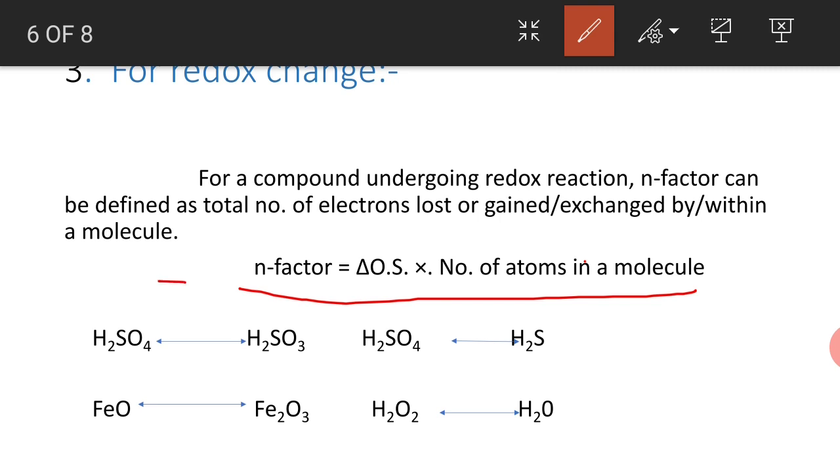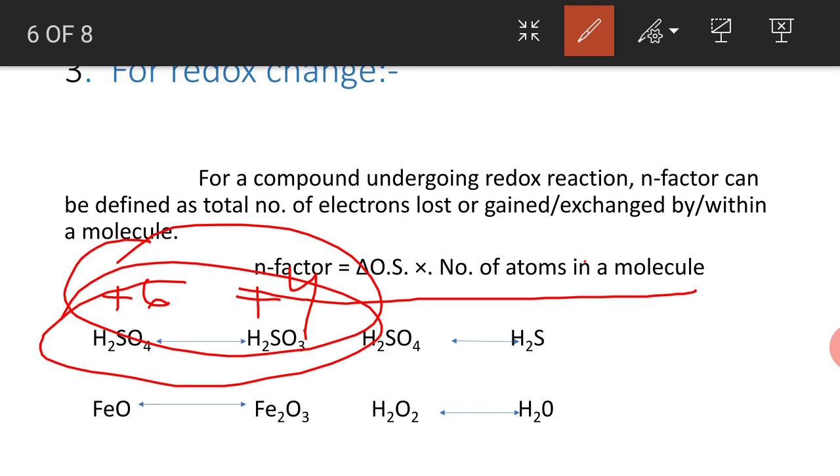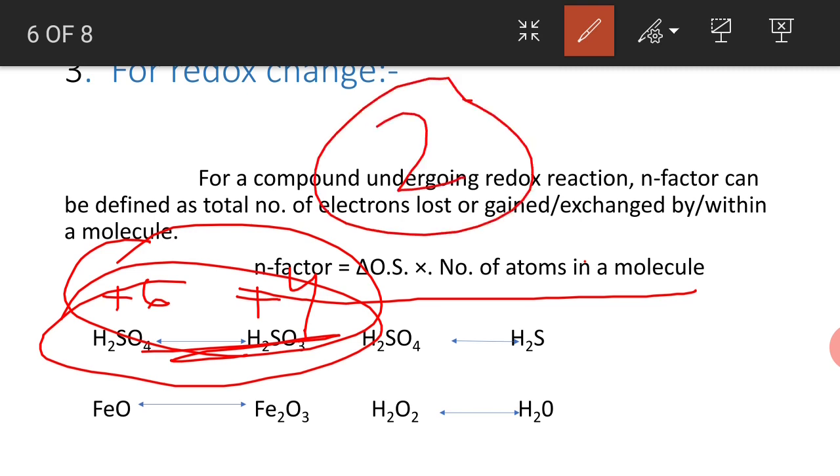For example, take H2SO4 and H2SO3. Here the oxidation state of sulfur is +6, and here the oxidation state is +4. If you don't know how to calculate the oxidation state, you can see my previous videos on the oxidation state. So first we have to calculate the change in oxidation state. There is a change in oxidation state of 2, and the number of atoms is 1, so the N factor is 2.